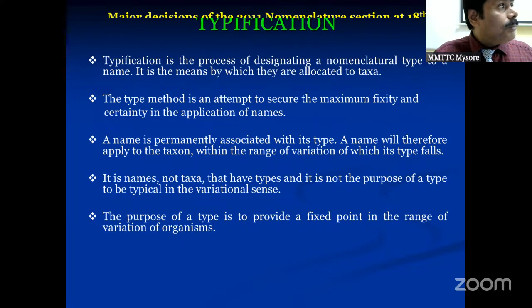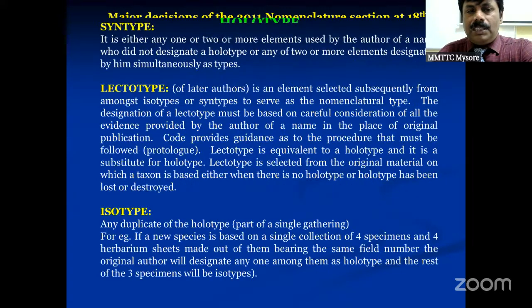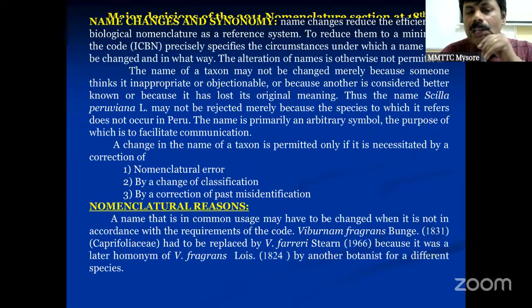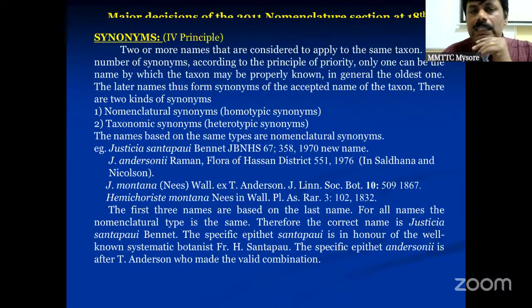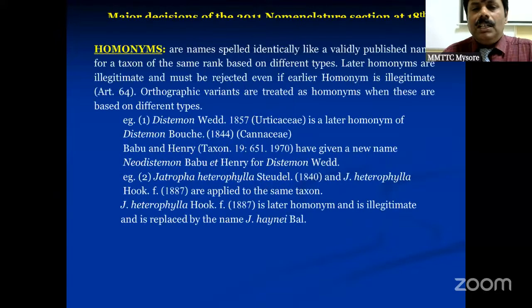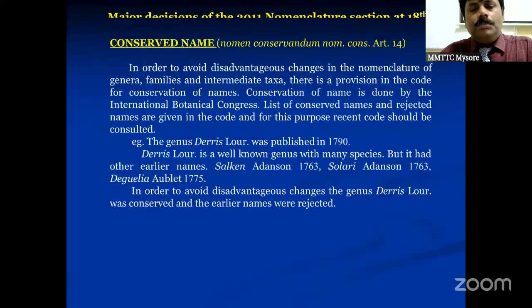Henceforth, I told you about the holotype, everything: syntype, lectotype, isotype, paratype, neotype. As I told you, simple name changes, nomenclature reasons, synonyms. I told you about taxonomic synonyms, everything I am going to give you. But in gist, I want to say what are all the circumstances in which the names come about.